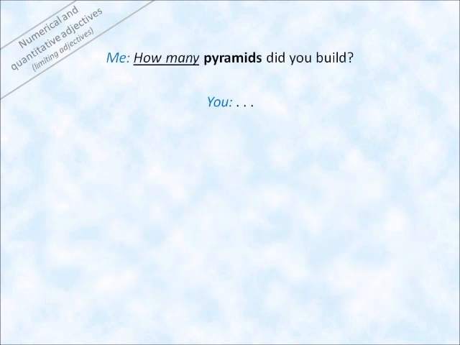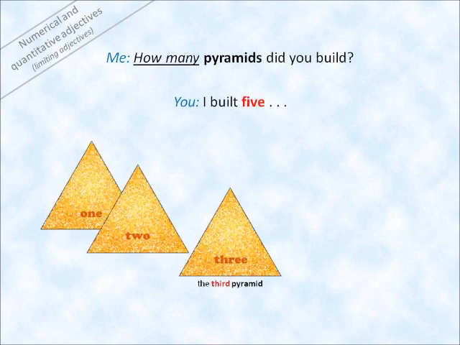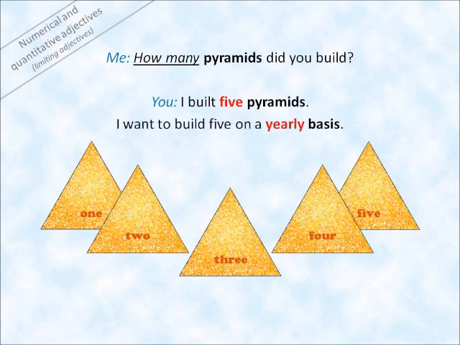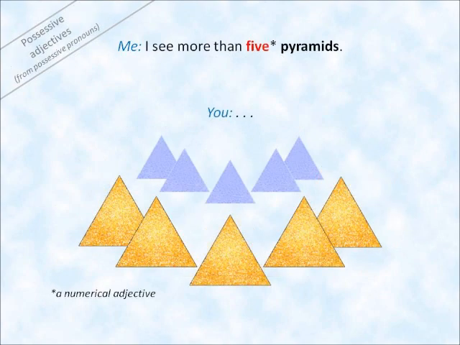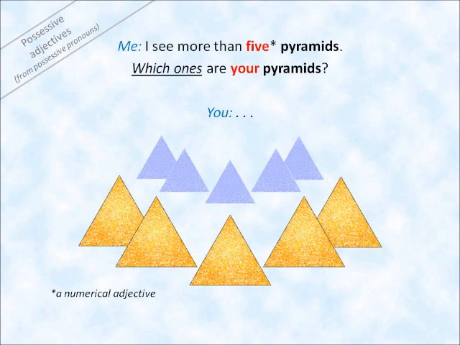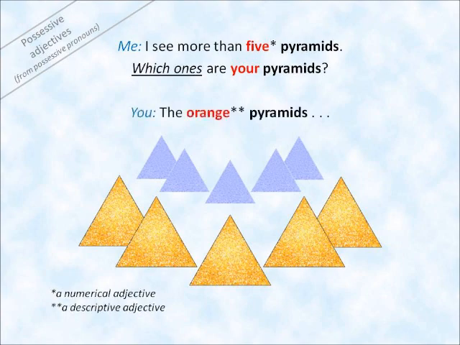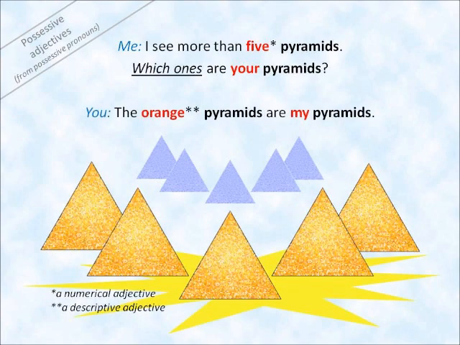How many pyramids did you build? I built several pyramids. I built 5 pyramids. I want to build 5 on a yearly basis. I see more than 5 pyramids. Which ones are your pyramids? The orange pyramids are my pyramids.